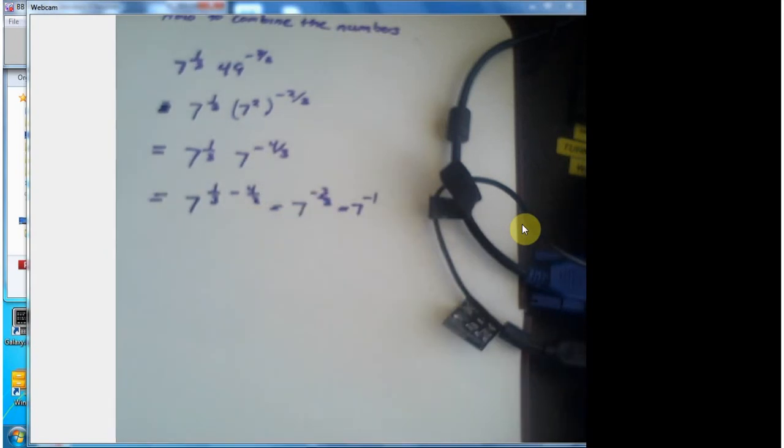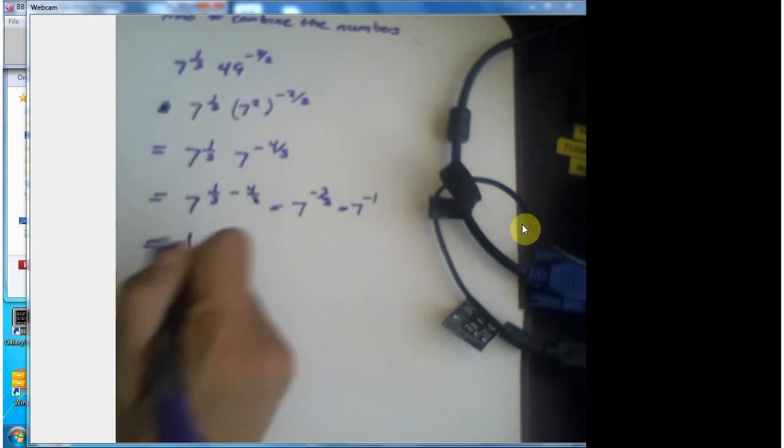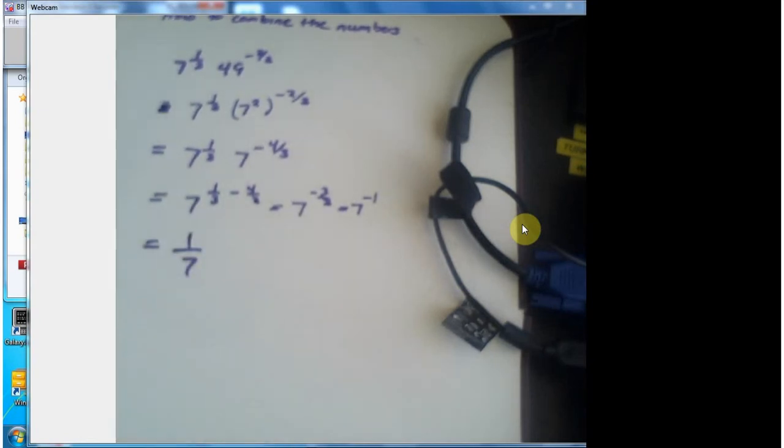Wow, 7 to the minus 1. 7 to the minus 1 is what? 1 over 7. Not negative 7, as my son used to put.